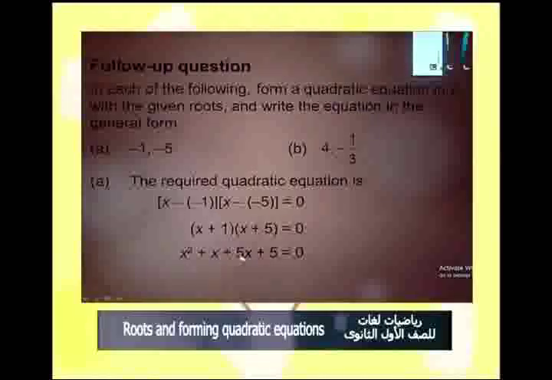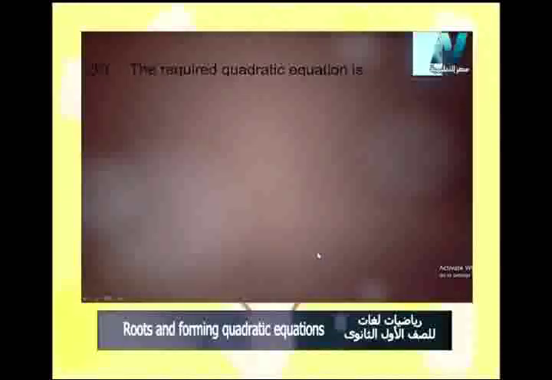And we would like to simplify it more. So 1x plus 5x will be 6x here. And the resulting quadratic equation will be x power 2 plus 6x plus 5 equals 0. Let's move to the next slide.